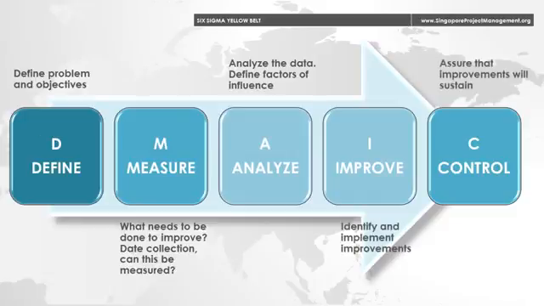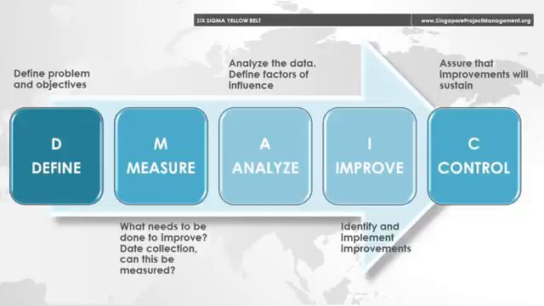DMAIC has 5 different steps. The first is to define high-level goals and identify the current processes. Next is to measure the key parts of the current process and collect data that is relevant to the project. The next step is to analyze data to confirm cause and effect relationships. You have to find out what the relationships mean, and try and consider all of the factors.